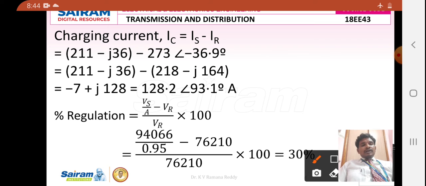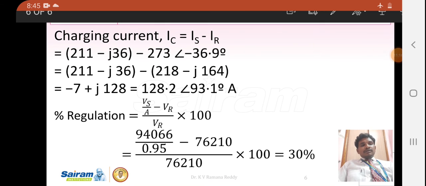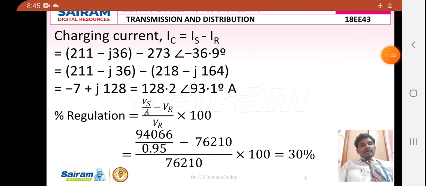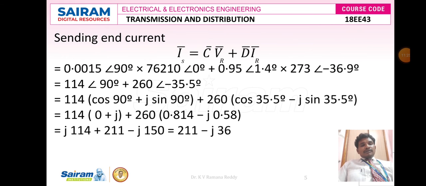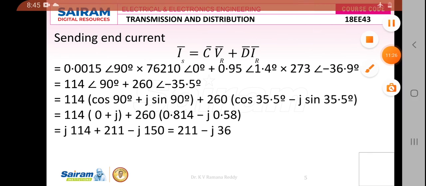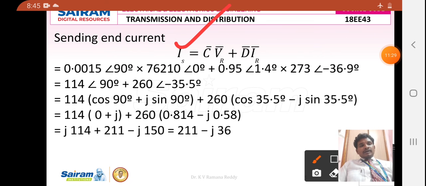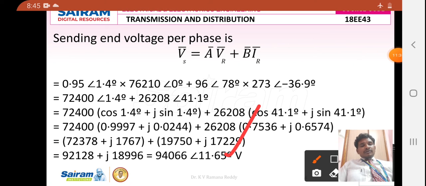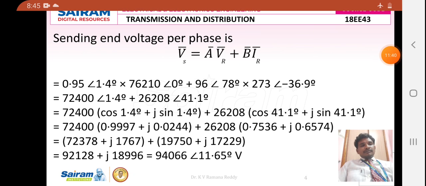By this, we have calculated the regulation of the transmission line, the charging current, the sending end voltage Vs, and the sending end current Is. The sending end current we have calculated here, and in the previous slide we calculated the sending end voltage, that is 94,666 volts at an angle of 11.65 degree. Thank you.